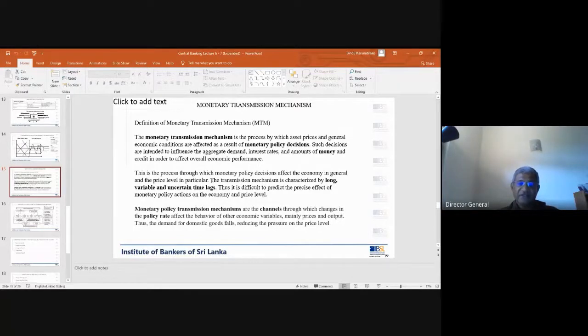And further explanation is there. Transmission mechanism is characterized by long, variable, and uncertain time lags. This is very important. It is long, variable, and uncertain. There are three things. It takes a longer period. And also, there is no particular rate at which it will affect. There will be different ways of this transmission going through, and also uncertain time lags.